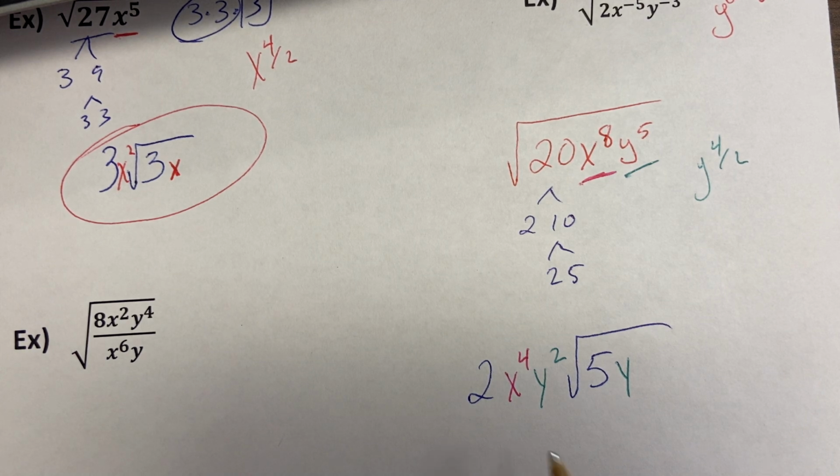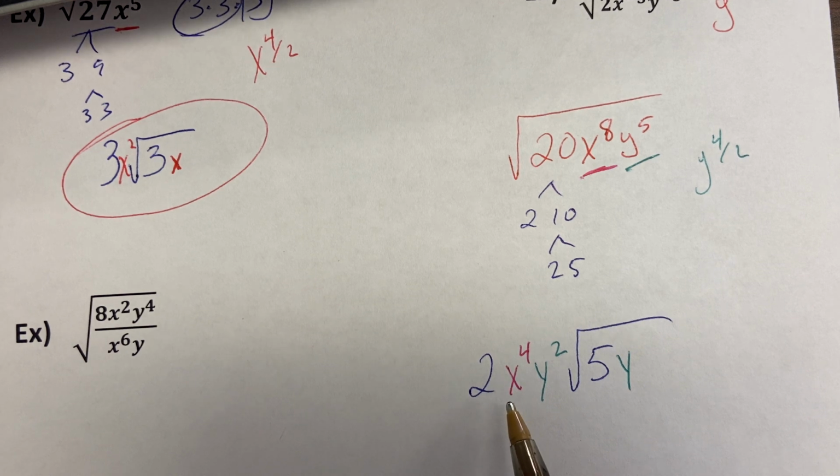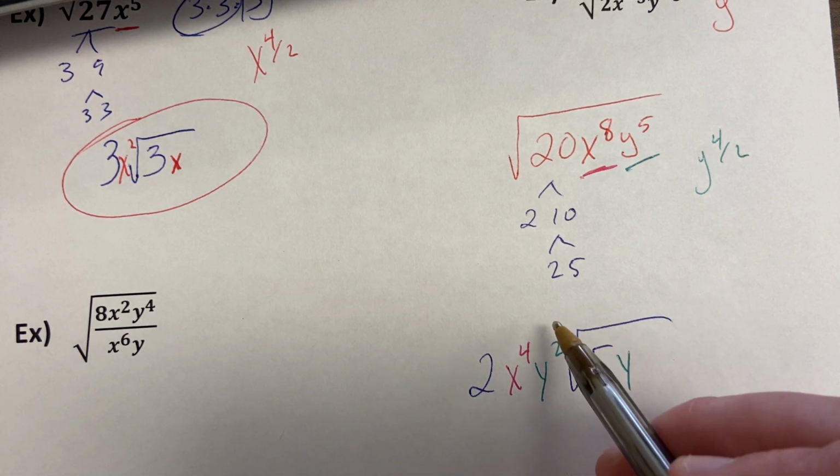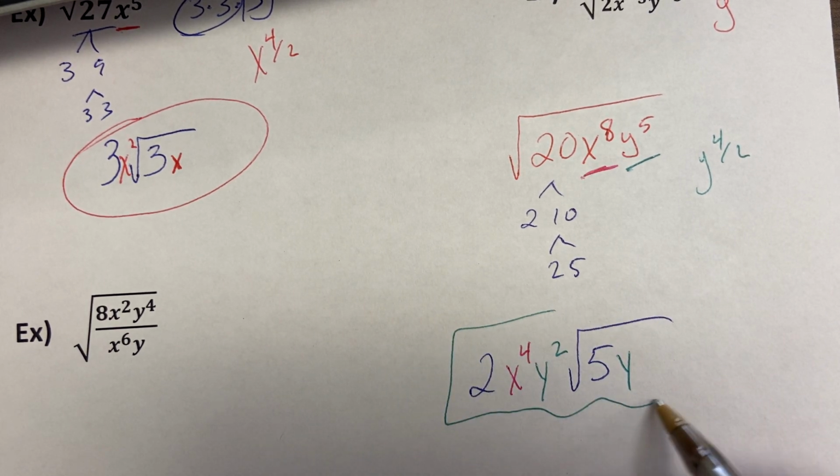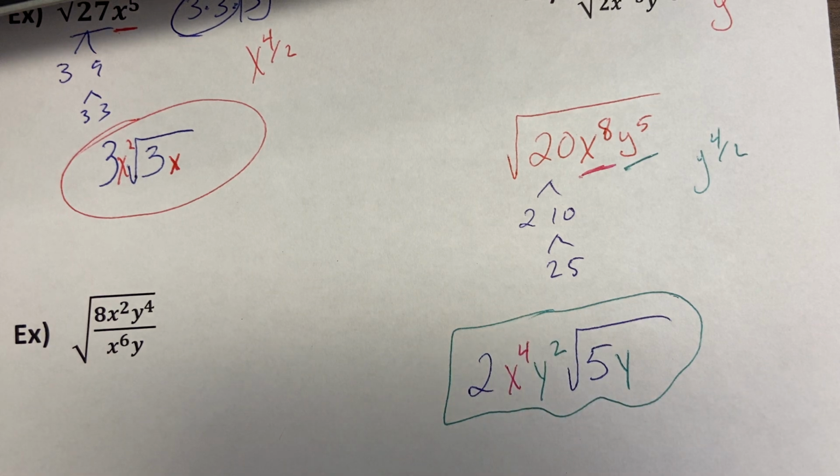All right, and again, we have nothing out here that's like terms, nothing we can collect, nothing we can simplify further. 5 is a prime number, and y, remember we talked about variables. The biggest variable you should have in is just a power of 1.